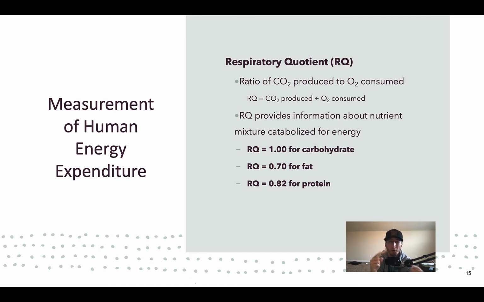An RQ of 1.0 means we're burning 100% carbohydrate. That would mean that a 0.85 RQ would be a perfect blending of 50-50 carbohydrate and fat. Now, there is an RQ associated with protein, but because it's 0.82, it kind of gets pushed out. It kind of gets lost in the noise.